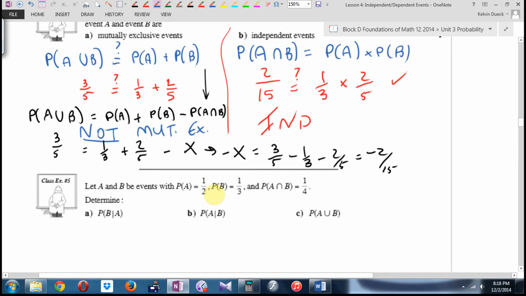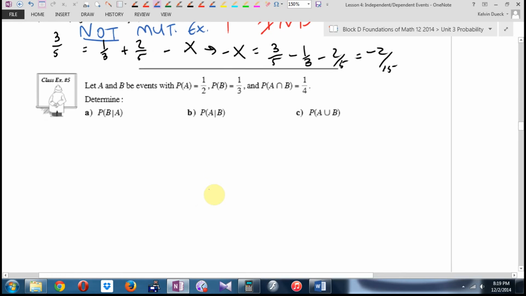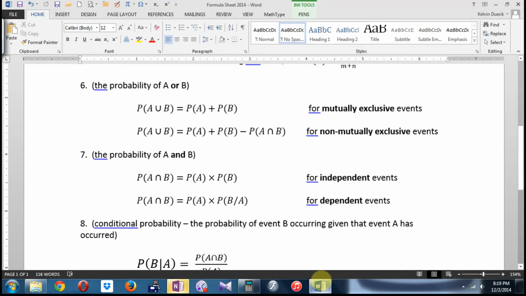I don't know if I explained that real well, but let's try a couple more. So here we go. A and B are events. The probability of A is 1/2, the probability of B is 1/3, and the probability of A and B is 1/4. First of all, find the probability of B given A. You know what? That's this one. "And" equals A times B given A.